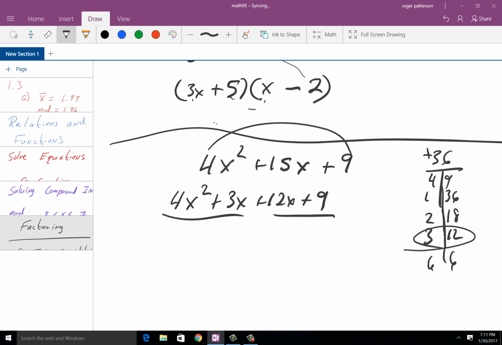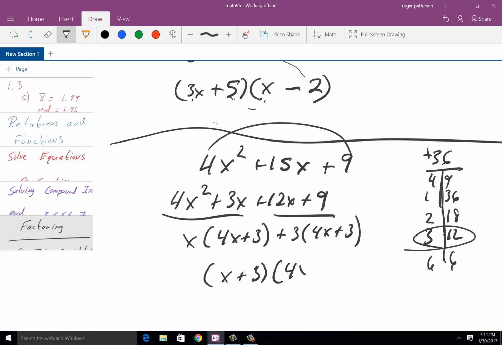This is factoring by grouping, by the way. We didn't even cover that one, but that's what this is. So what can you take out of the first one? X. X times 4x plus 3. What can we take out of the other one? 3. 4x plus 3. And somebody probably told you that if these two things aren't the same, you made a mistake someplace. So these two got to be identical, or else it doesn't work. Okay, there's my answer.